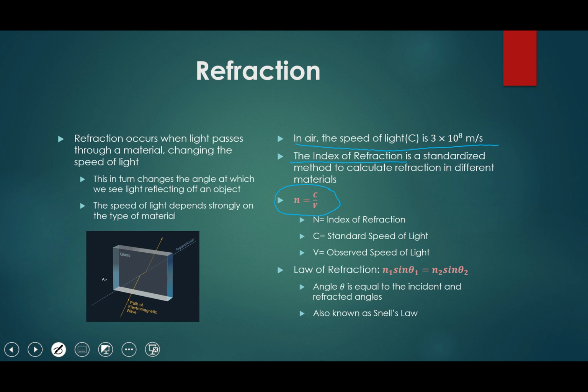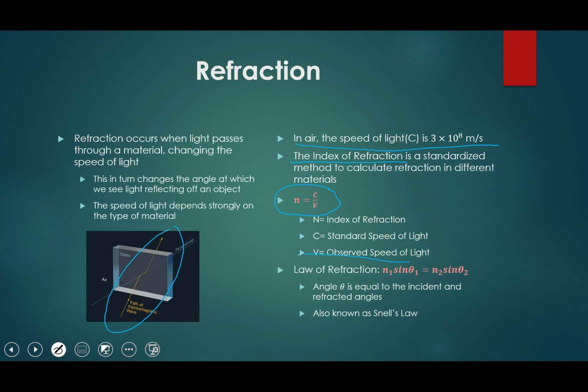Once you have the value of n, you can calculate the angle at which the light will refract out of that material as it passes through. So as you can see in this image below, the light is hitting, it's being slowed down, so its angle is being changed as it passes through the glass, and then it passes back through the air and continues on its way.